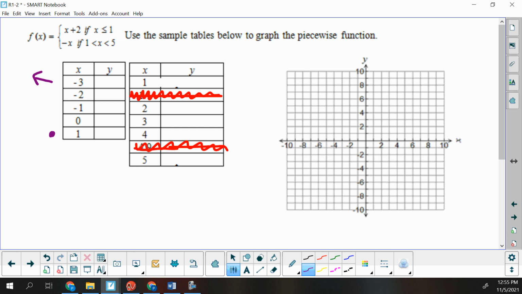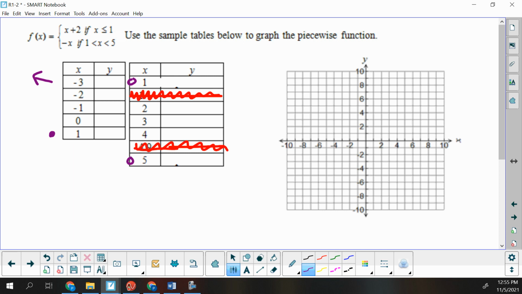Now going over to the other ones, we're going from 1 to 5. That's why we have 1, 2, 3, 4, 5. And because we're not equal to on either of those, we're going to have open circles. So stick open circles next to the 1 and the 5. Any of the other points in the middle, they're just normal, regular points. Just the ones at the ends in our table, those are the ones we have to spend a little bit of time thinking about.